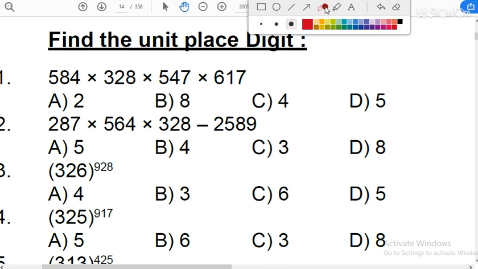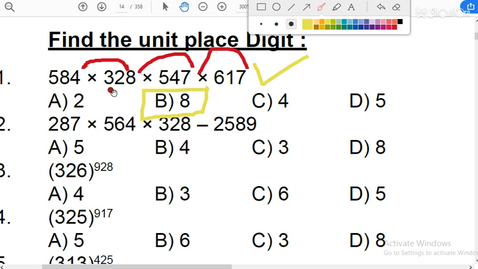In the first question, you can see you have to find the unit place. I will multiply 4 with 8, 8 with 7, it is an easy one, 7 with 7. So 4 eights are 32. Unit place is 2. 2 sevens are 14. Unit place is 4. 4 sevens are 28. So 8 will be the answer in this case. Students, these types of questions are very easy, but this type of question does not come in the exam, because in the examination you have to face some difficult problems.